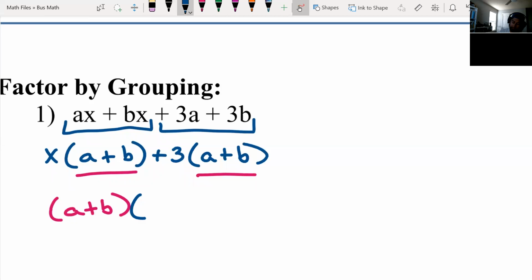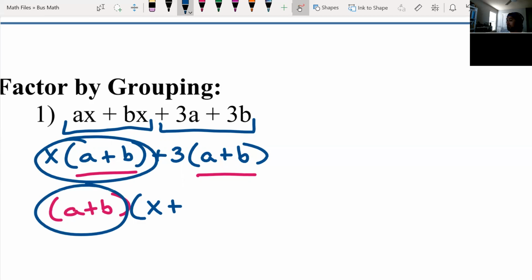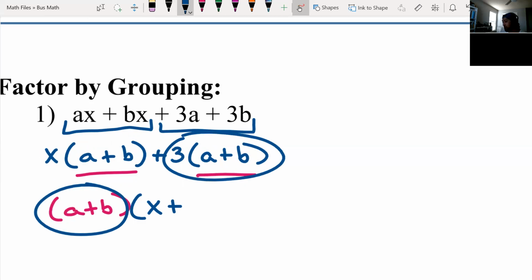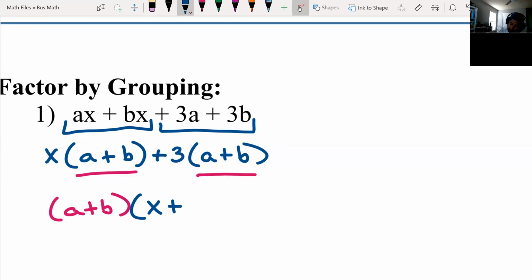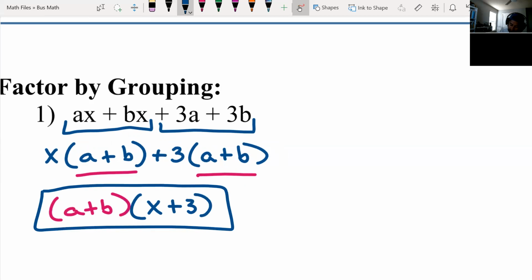X. Plus. Because remember, we're still doing the same process as the last page. You take a plus b from x times a plus b, and that just leaves us with x. And then you take a plus b from 3 times a plus b, and what's that leave us with? 3. And there it is. That's it. Factored.